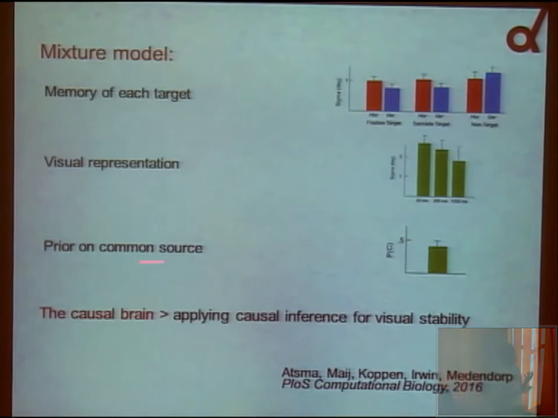So that brings me to that notion of the causal brain. The brain applies causal inference in order to achieve this perceptual stability of objects. That's the first point. Now you can ask the question, how is this process implemented? This is at a very computational level. If we now go one level down, how is it implemented? Can we learn something about that?